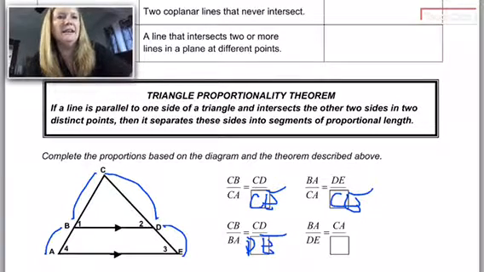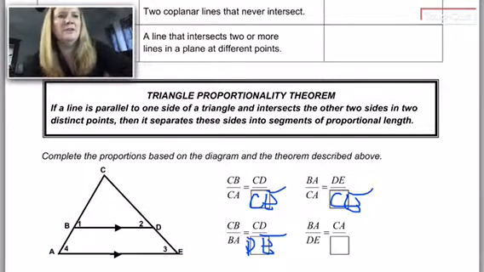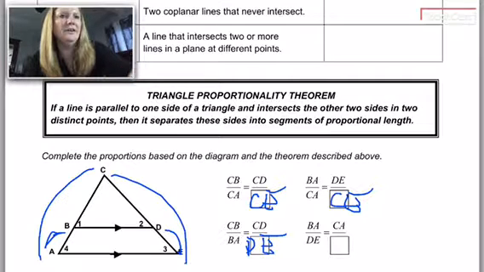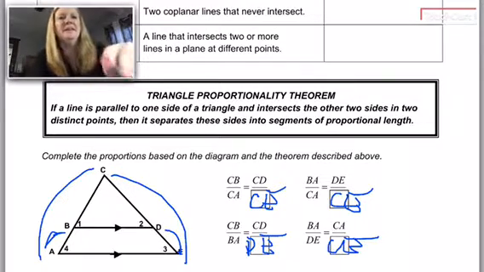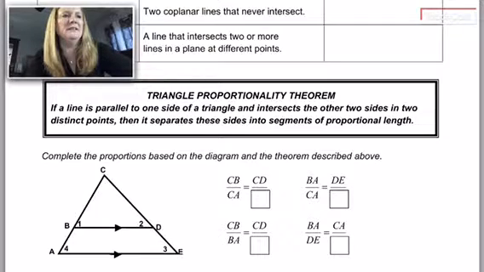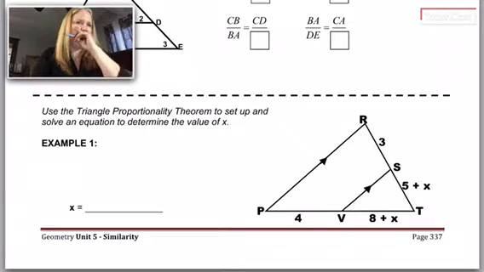One thing that we haven't looked at yet is we actually can go side to side as well. So if you look at BA over DE, that would be equal to CA over CE. Okay, so there are a lot of different proportional relationships that are created. So when people solve for missing measurements, sometimes they'll set them up differently. I like to just kind of be consistent so that I learn one way.